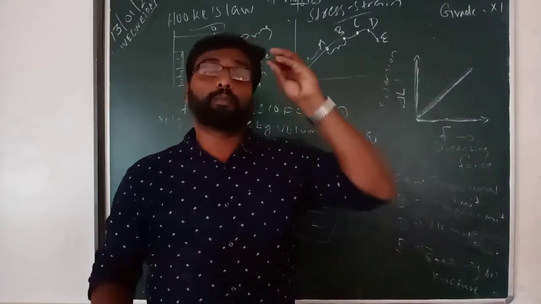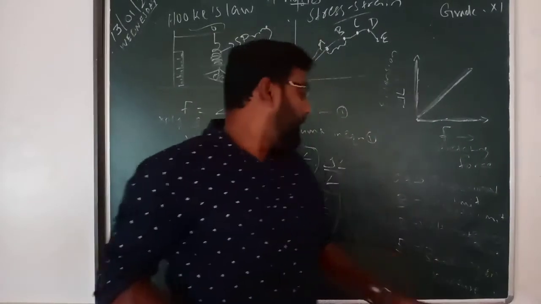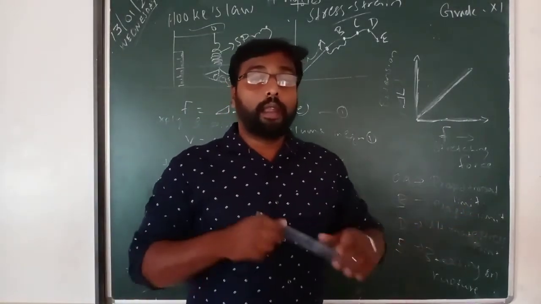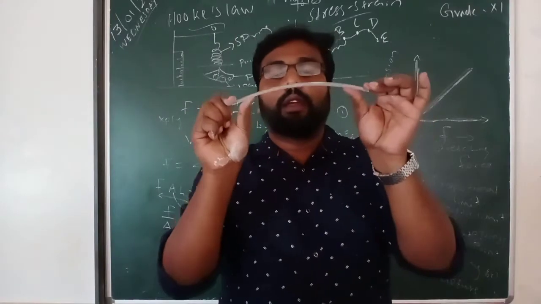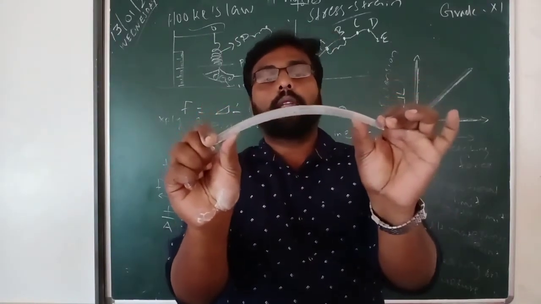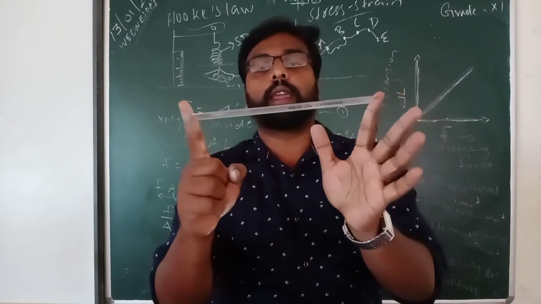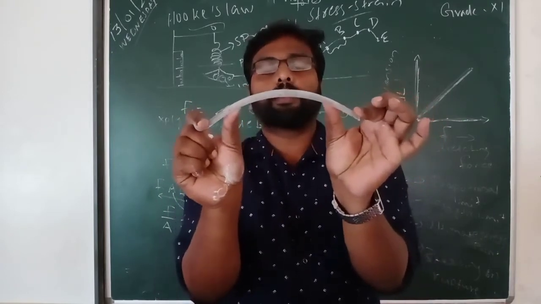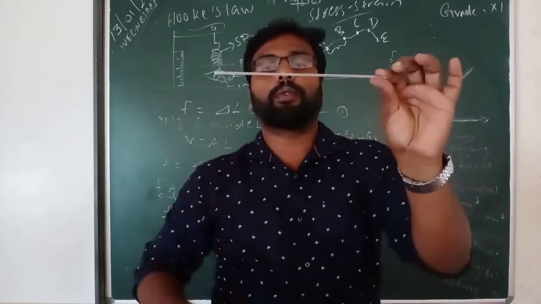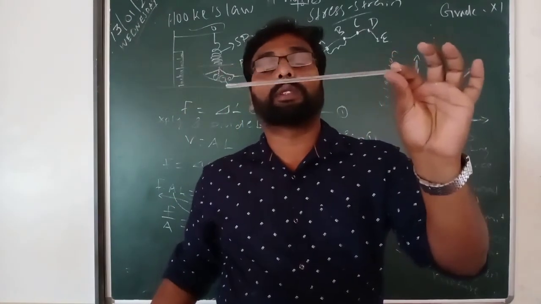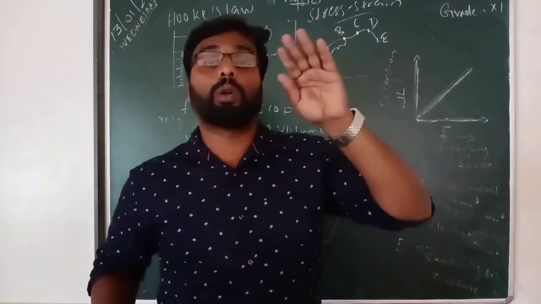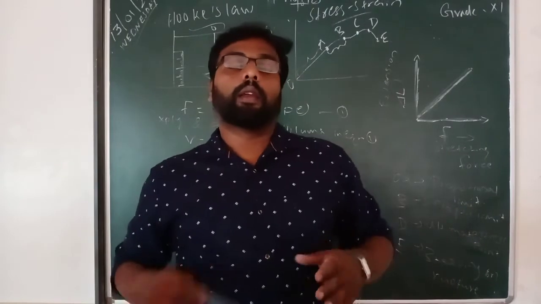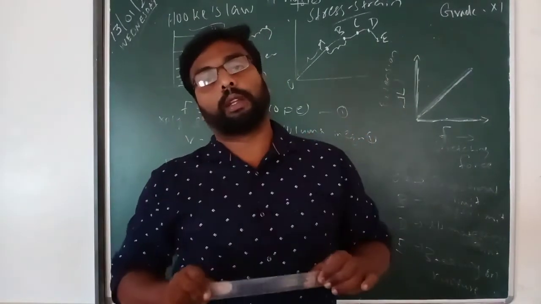And we can tell this point B is called the elastic limit. So until the point B, it will regain its original position. If you apply the force, it bends. If I leave the force, it will regain its original position. So the point B is called the elastic limit. Beyond this B, it will not come back to its original point.